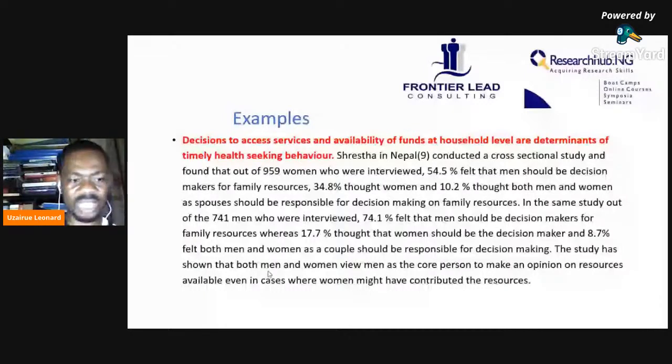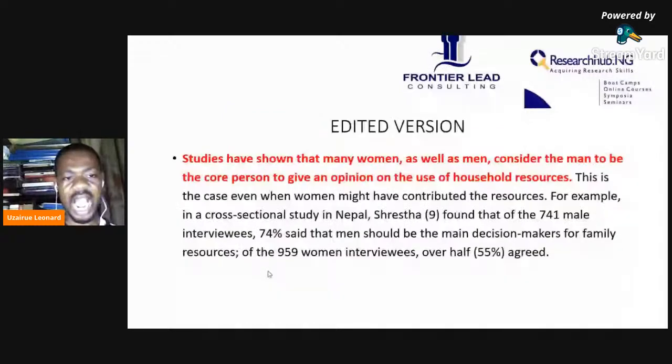Now you can see it says this study has shown that both men and women view men as the core person to make decisions on resources available, even in cases where women might have contributed the resources. Now let's go to this, which is an edited version. It says studies have shown that many women are not given an opinion on the use of household resources, even where they might have contributed their resources.